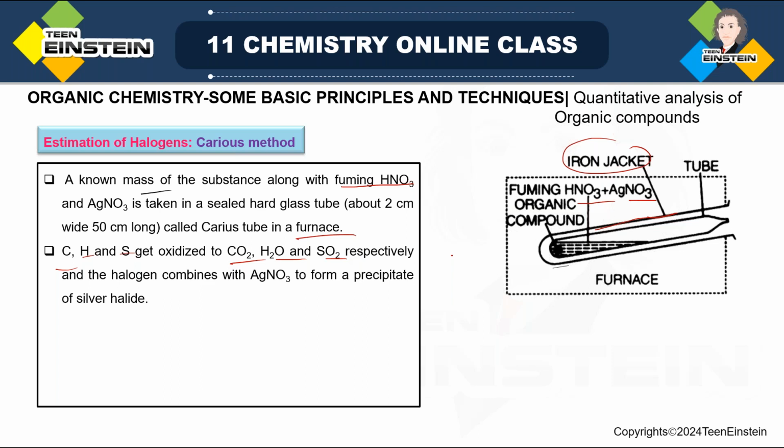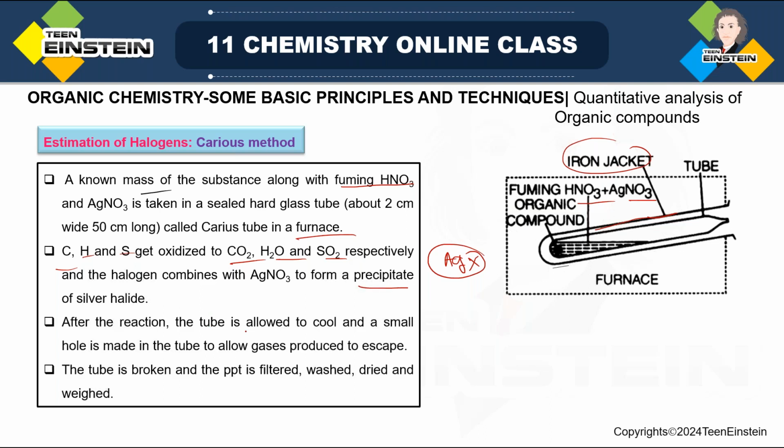As silver nitrate has been taken, the halogen will combine with AgNO3 and form a precipitate of silver halide. It may be AgX, that is, AgBr or AgCl. So the halogen which we are trying to estimate has already been converted into the form of silver halide. Once the reaction is done, the tube is allowed to cool and a small hole is made in the tube to allow the gases produced to escape.